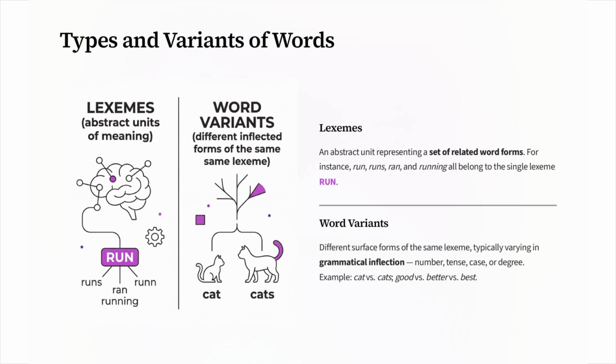The presentation also explains word variants. These are the different surface forms of the same lexeme, and they usually differ because of grammatical inflection. For example, cat and cats show variation in number. Good, better, and best illustrate variation in degree. This distinction is useful because it helps us separate the core lexical identity of a word from its grammatical changes. In lexicology, this is important because we are not only interested in the visible form of words, but in the deeper unit that connects those forms together.